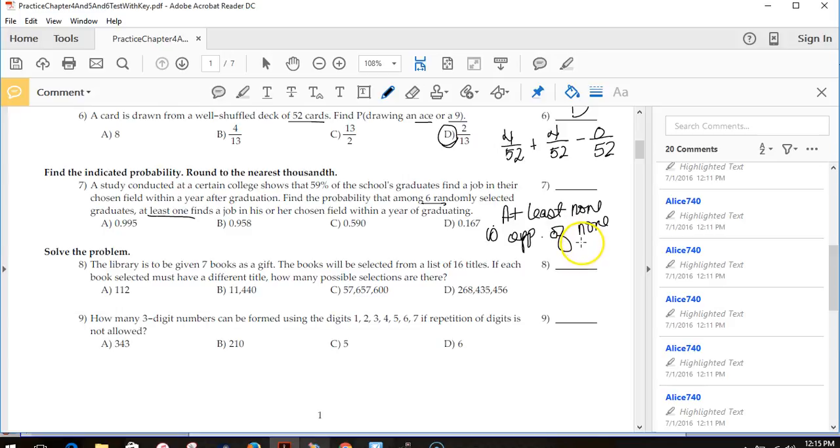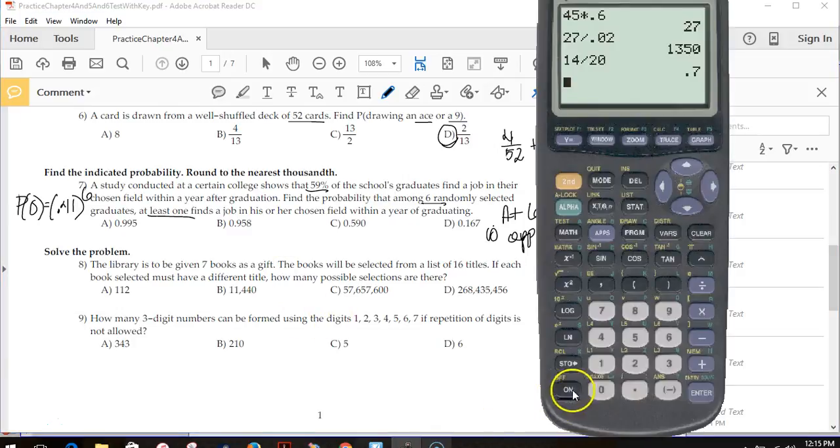So it's going to be easier to find, well, what's the probability that nobody finds a job? Well, if the probability is 59% that they will, then that means it's a 41% chance that they won't. And I want that to happen 6 times. So I say, hey, did you get a job? No, no, no, no, no, right? So 6 people saying no, and the probability that they say no is 41%. And so the probability that all 6 of them don't find a job is 0.0047 and so on.